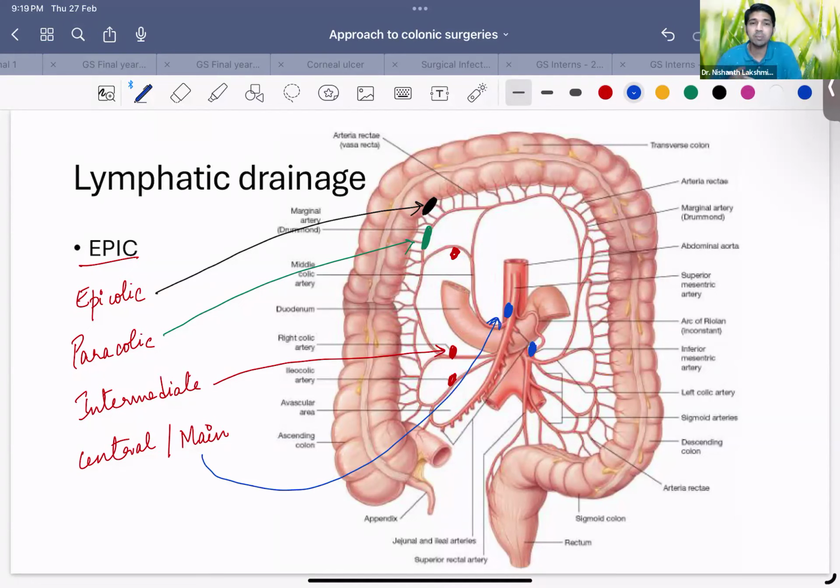Please remember this because it becomes important when we are talking about lymphadenectomy. The amount of lymph nodes to be removed, what is the level of the lymph node to be removed? This particular slide or image will come into effect at that point of time. So I will repeat, epicolic is just adjacent to the surface of the bowel wall. Paracolic is along the marginal artery of Drummond. Intermediate is along the named vessels like the right colic, the left colic, the middle colic, and the ileocolic. And the lymph nodes present at the root of the SMA or the IMA are called the central or the main group of lymph nodes.